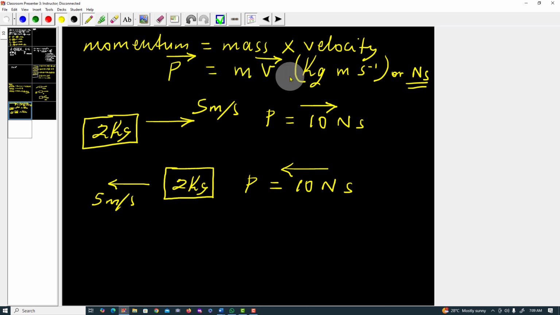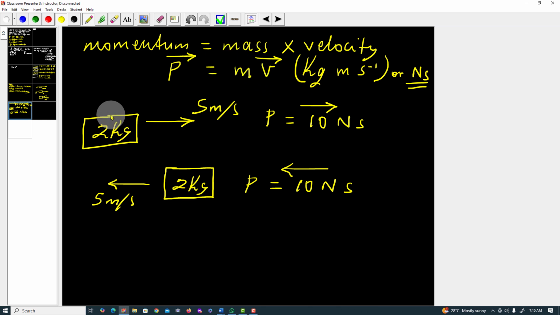When we look at this equation, of course, we can tell that the factors which affect the momentum of an object are the mass of the object and the velocity. If you want to increase the momentum of an object, you can either increase its mass, which is not very easy, although you can add masses onto a given mass.